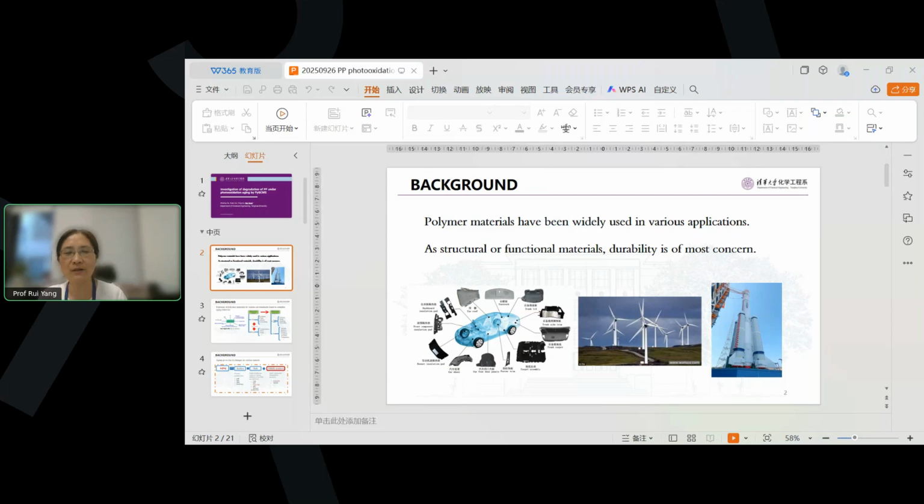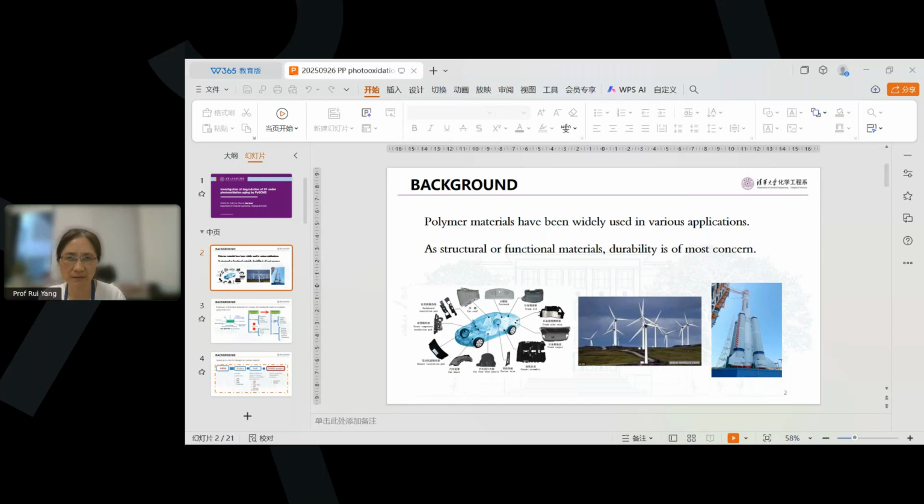The bulk changes are influenced by the limited diffusion of oxygen, humidity, and additives. So it gives rise to a depth distribution. We can detect the bulk changes layer by layer and do the characterization by, for example, FTIR.